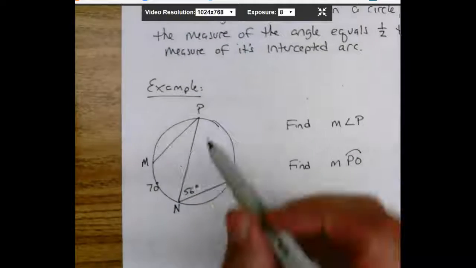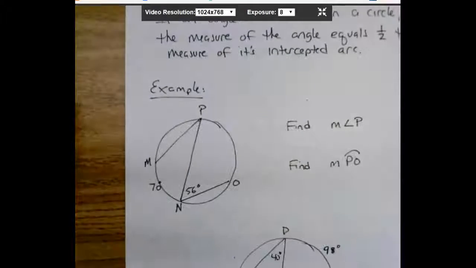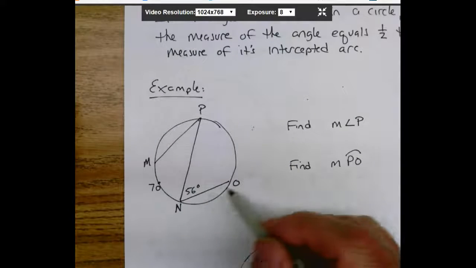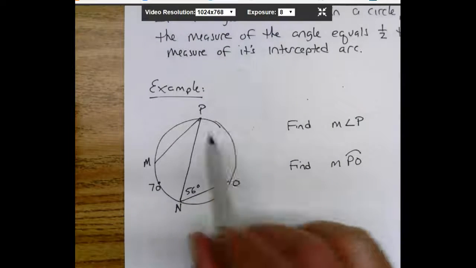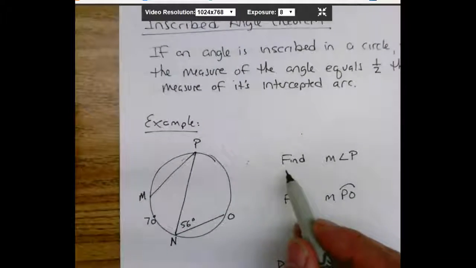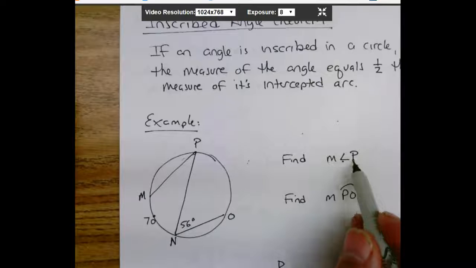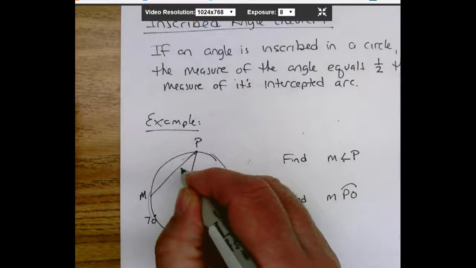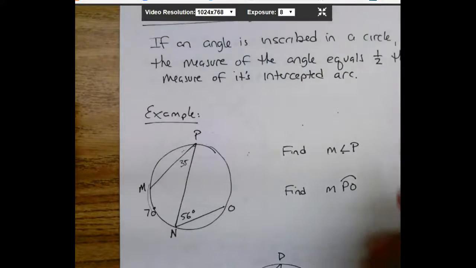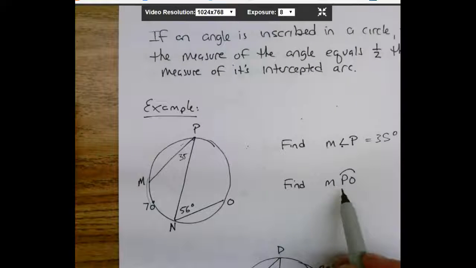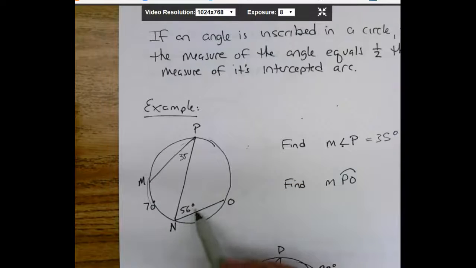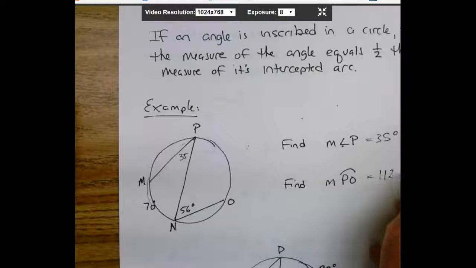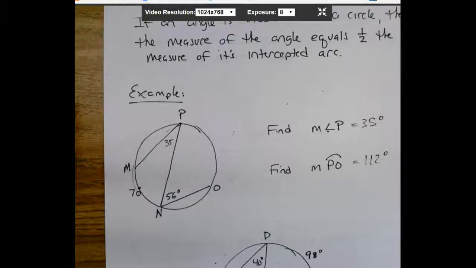So if we look at a few examples here, we have some inscribed angles. We have this one MPN, and then we have PNO. And again, we're going to remember this theorem right here. It says find the measure of the angle P. So this one right here. We know that this is 70, so this is half. It's 35 degrees for P. And then this one, what is the measure of this inscribed angle? PO. We know the angle is 56, so it should be 56 times 2, which would be 112 degrees. Okay, so that's an example of how that works.